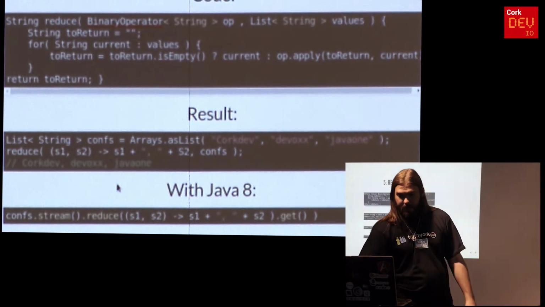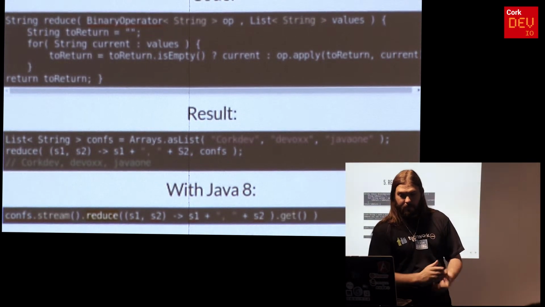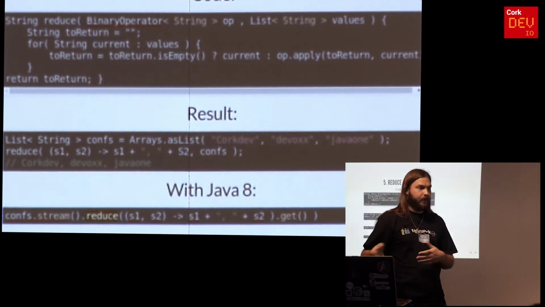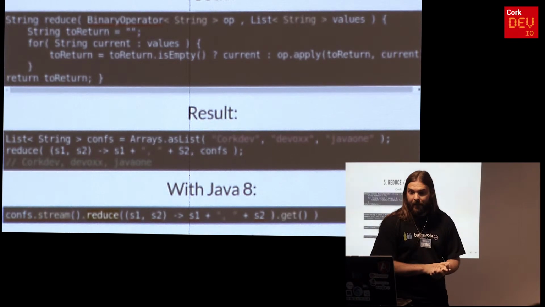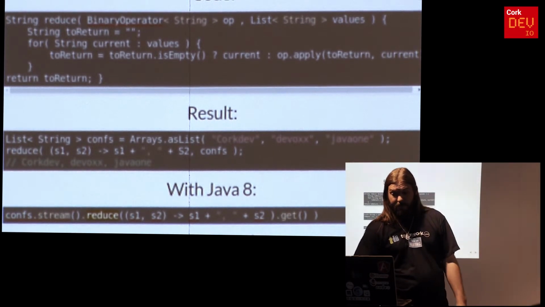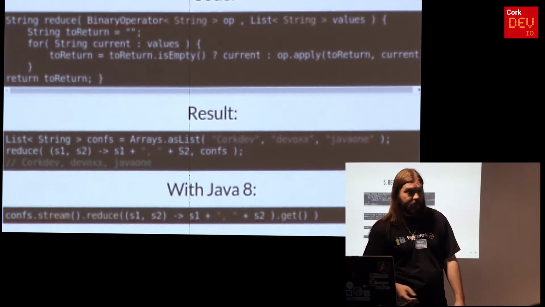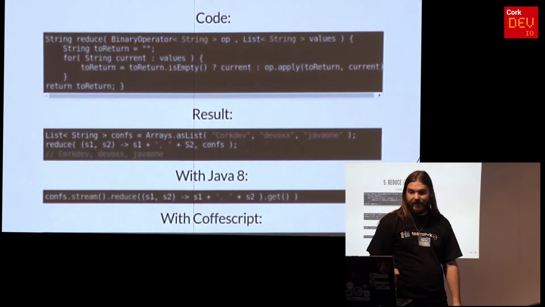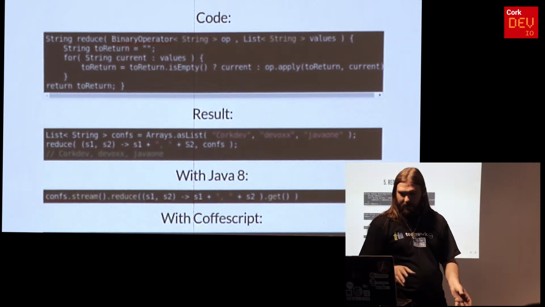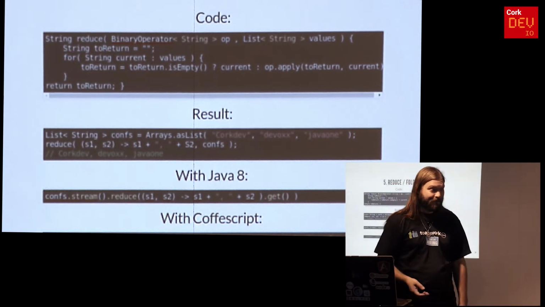That is already implemented in Java as well. So you can do conf stream reduce, give your tuple and the operation between your elements. And you can do that in JavaScript as well. In JavaScript, you can use reduce and just define your function. It's exactly the same way to define the function.